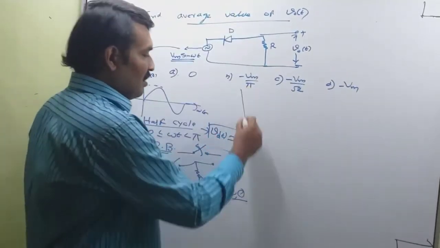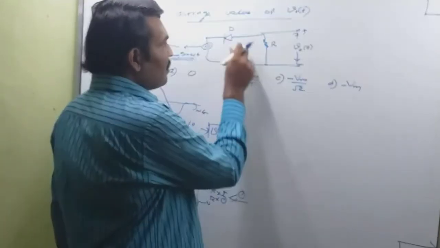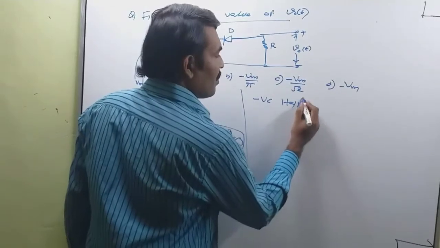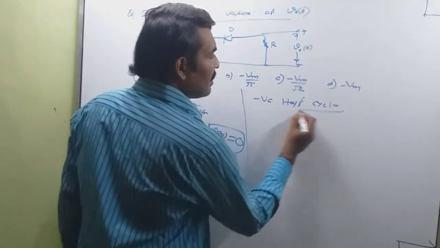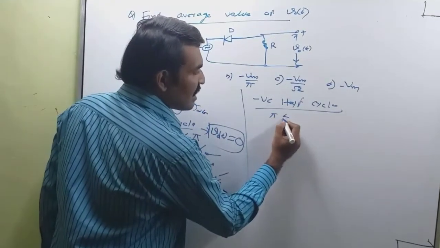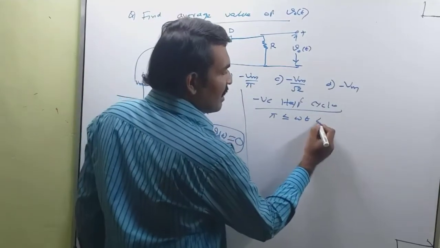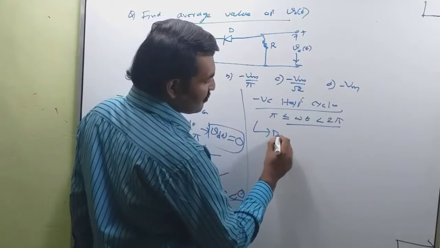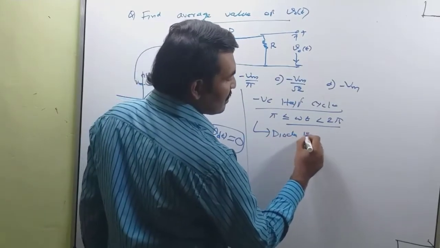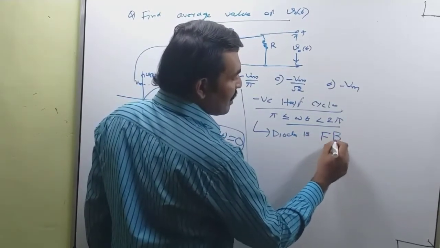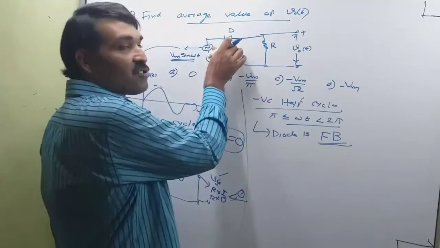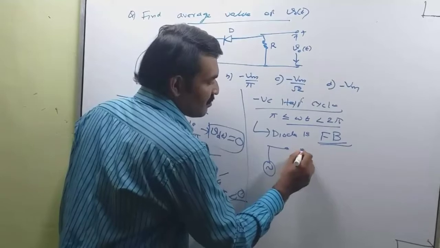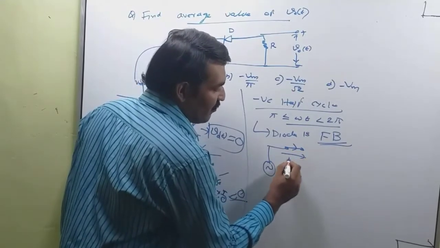Okay. During the negative half cycle, that is pi less than or equal to omega t less than 2 pi, the diode is in forward bias condition. In this interval, the diode is forward biased. The diode behaves like a closed switch. So our equivalent circuit becomes closed. Then current will flow.